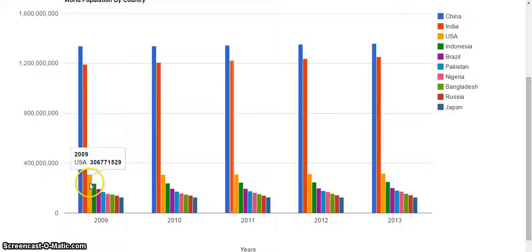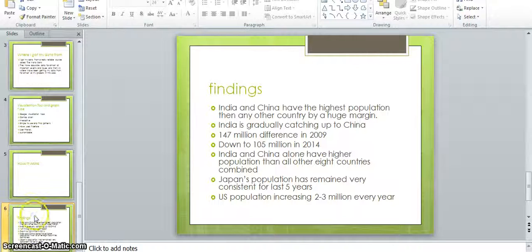So in 2009 it was 306 million, and 309 million in 2010, and then 311 million in 2011, and then 313 million in 2012, and then 316 million. So it's been increasing by 2 to 3 million. And these were my findings.